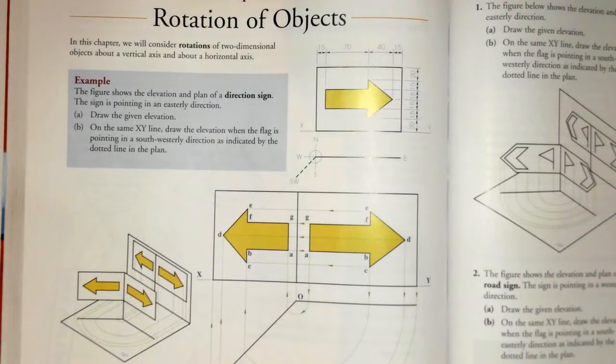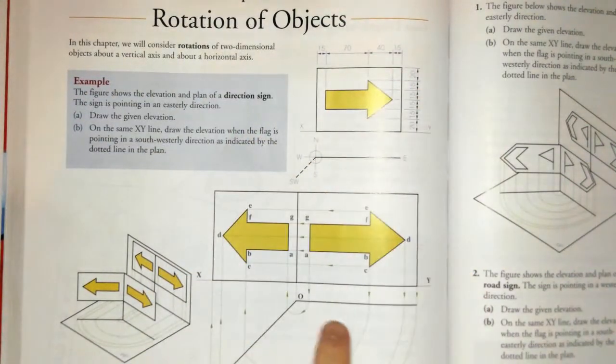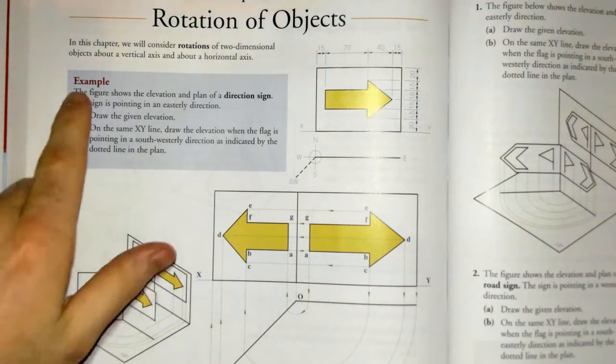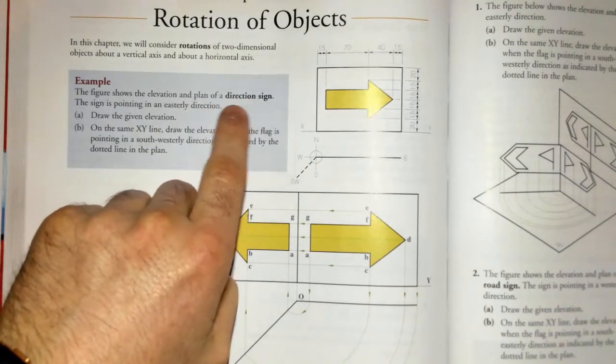Hi folks, so the questions we're going to be going over today come under the topic of rotation of objects, and this is in the Understanding Graphics textbook, page 228, chapter 23. As you can see here, we have an object, a kind of flag, and in the question it's often going to say something like: the figure shown shows the elevation and plan of a direction sign.